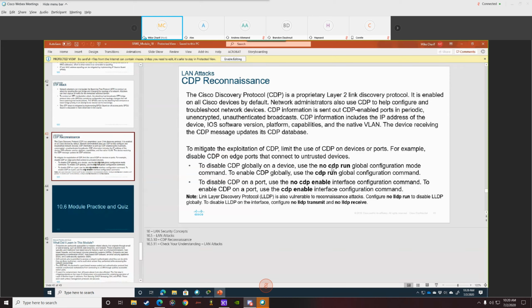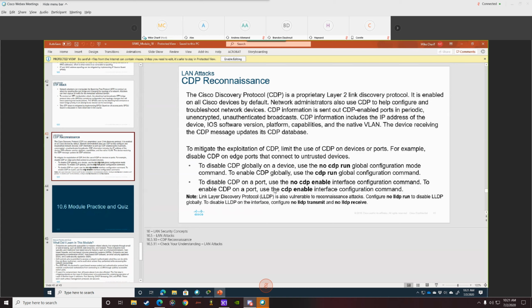So that's what you need to do. You have to say no cdp run. That's all you need to do. You enable it for troubleshooting and then you need to disable it. Now on non-Cisco devices, they have a similar protocol called Link Layer Discovery Protocol, LLDP, and it does the same thing as CDP. So at this point, you need to also disable that link discovery protocol. Does that make sense? It has to make sense, right?